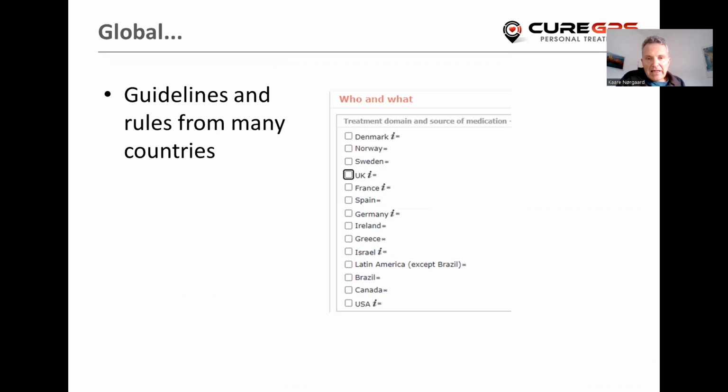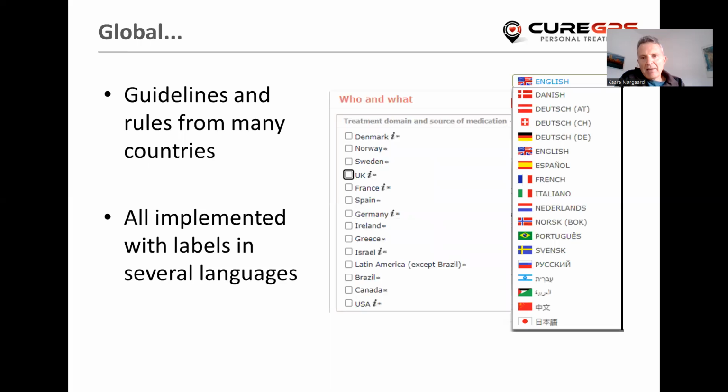So this is what we now have as an opportunity to do in many countries, maybe the whole world: show the guidelines and be conformant to the guidelines in that country. We've chosen the UK here, but it can be many other cases as well. And then, by the way, the whole thing was shown in English, but we can show it in a lot of other languages as well.